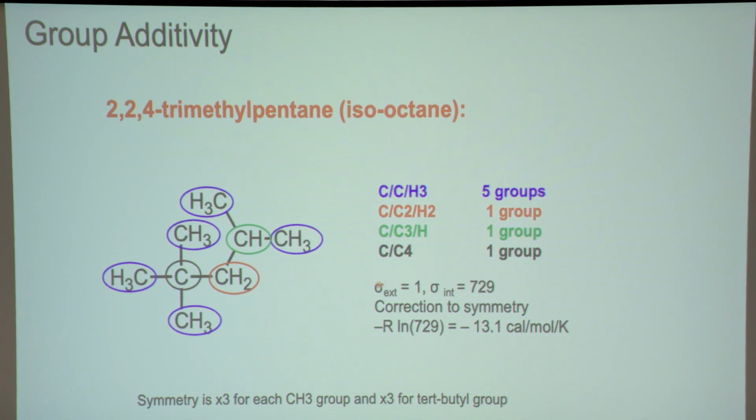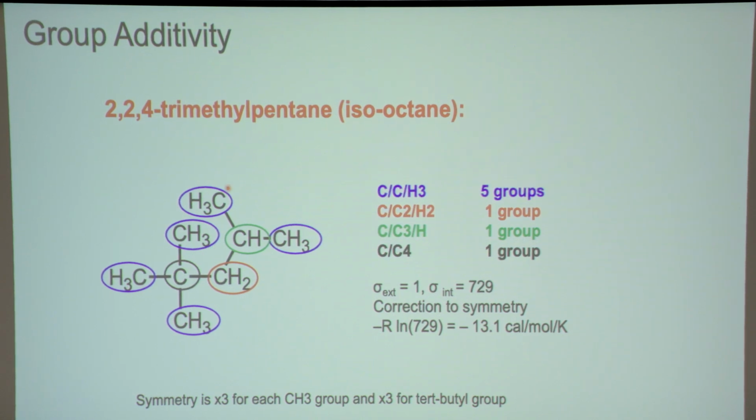Now, entropy is harder, right? We need to know the symmetry. There's no external symmetry for isooctane because, again, you have a butyl group here and an isopropyl group here. The molecule is not externally symmetric. However, we have a lot of internal symmetry. Remember, I said each methyl group contributes 3 to the internal symmetry. So here we have 3 times 3 is 9, is 27, is 81, is 243, and then what?